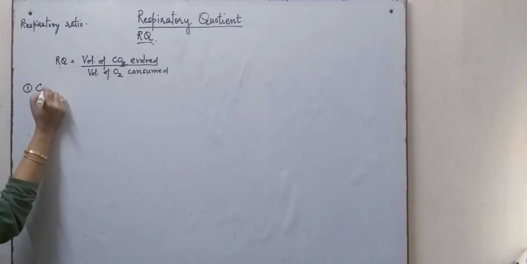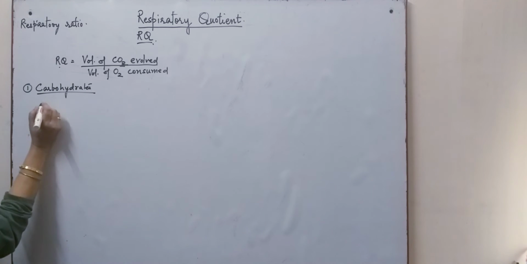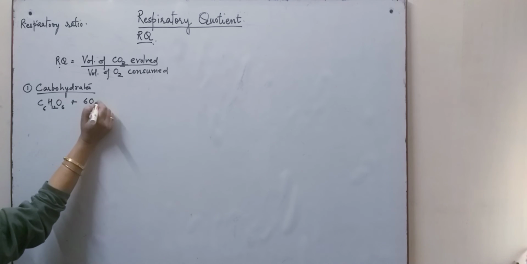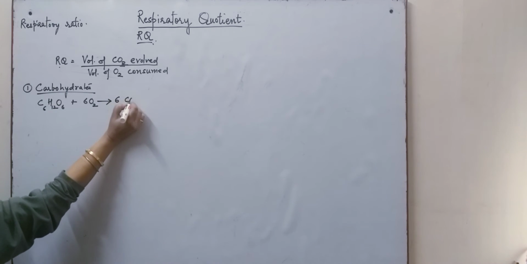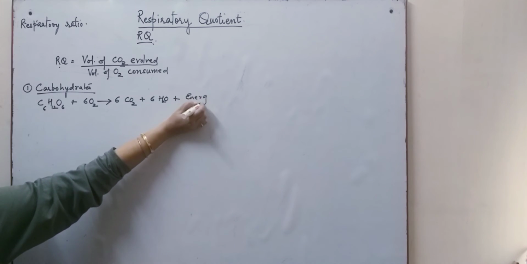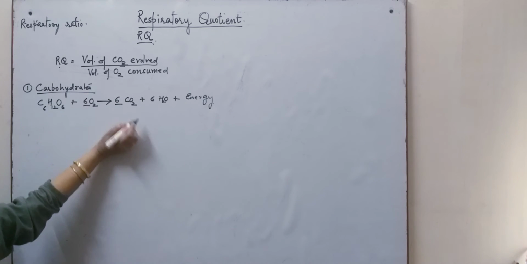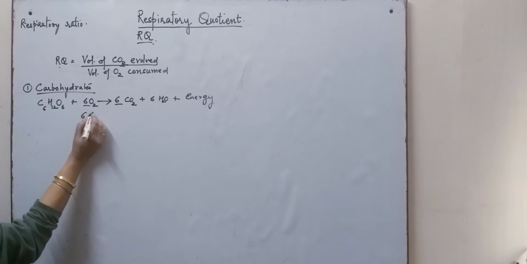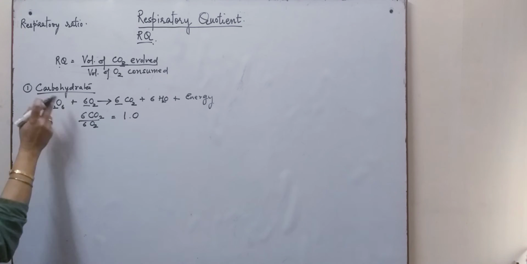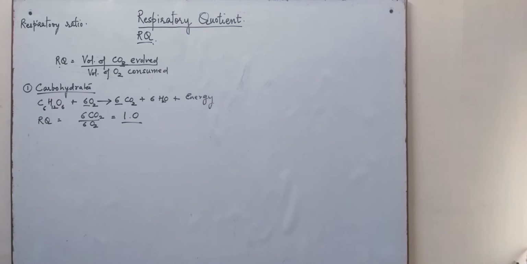Carbohydrates are the main energy substrates or main respiratory substrates. Glucose, C6H12O6, in the presence of oxygen breaks up to produce 6 carbon dioxide molecules, 6 water molecules and a certain amount of energy. If we calculate the number of carbon dioxide molecules and oxygen molecules and put them in the formula, 6 carbon dioxide and 6 oxygen, we get the value 1.0. So the RQ value of carbohydrate is equal to 1.